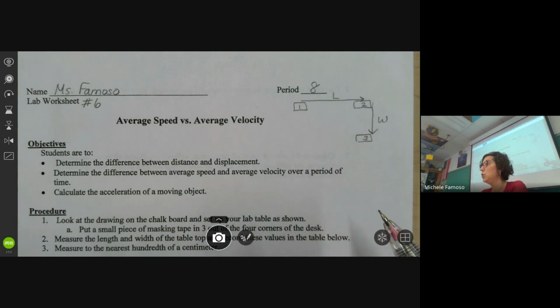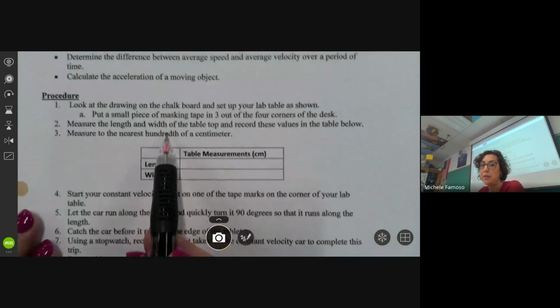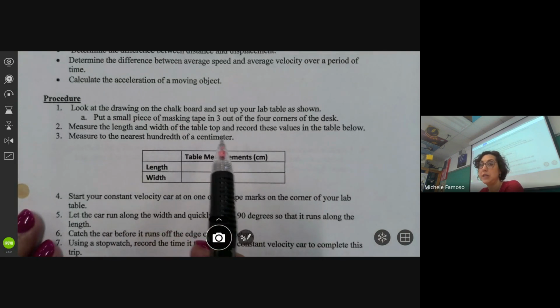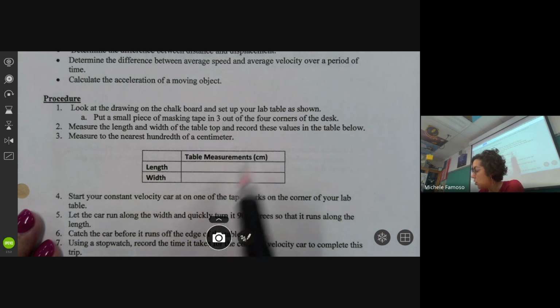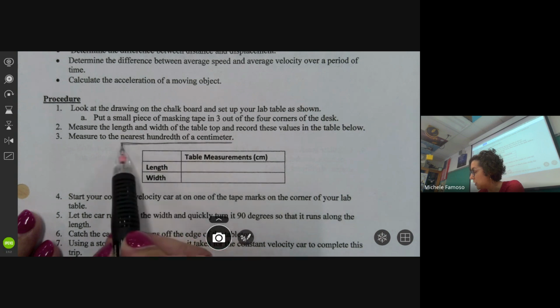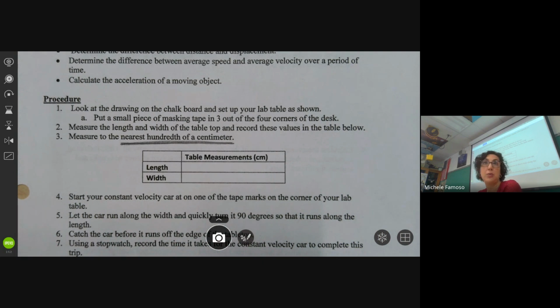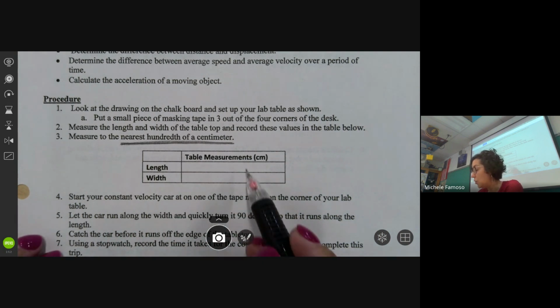I'm going to give your group 2 meter sticks. And what I'm going to ask you to do is to measure the length and width between those pieces of tape and record those values here. And notice it's telling you what precision to measure to. I want you to measure out to the 100th of a centimeter. We're just going to start with that. Okay. You're going to record your data here in this table.